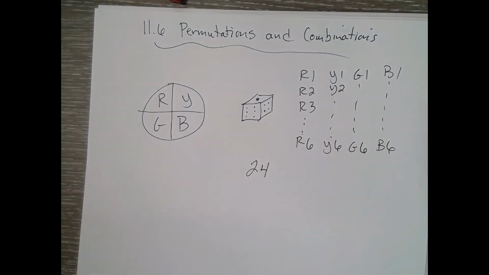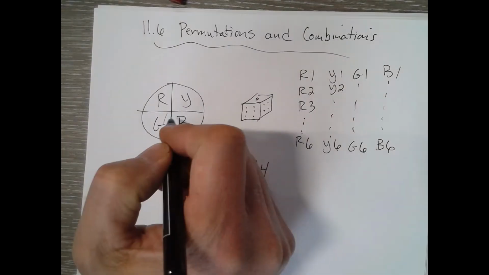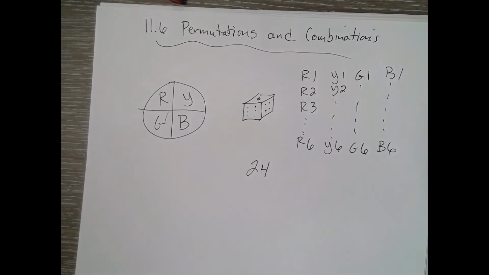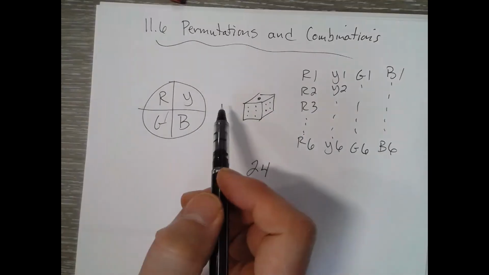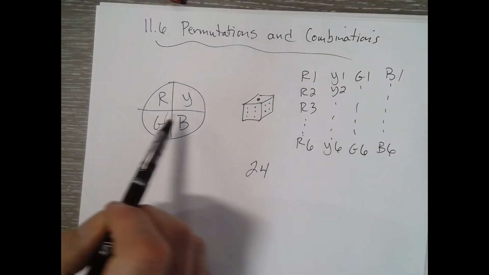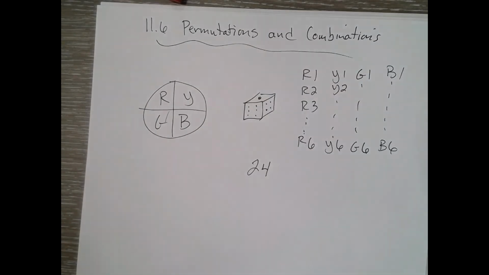What's the easiest way to count how many outcomes we have if we have 4 possibilities here and 6 possibilities there? You just multiply them together. So that is the fundamental counting principle. If something has to happen consecutively, there's 4 possibilities here, 6 there, you multiply them. And it also works when we do probability in 11.7.